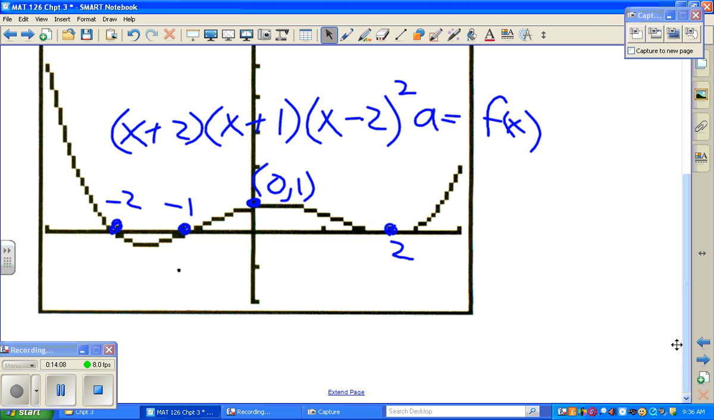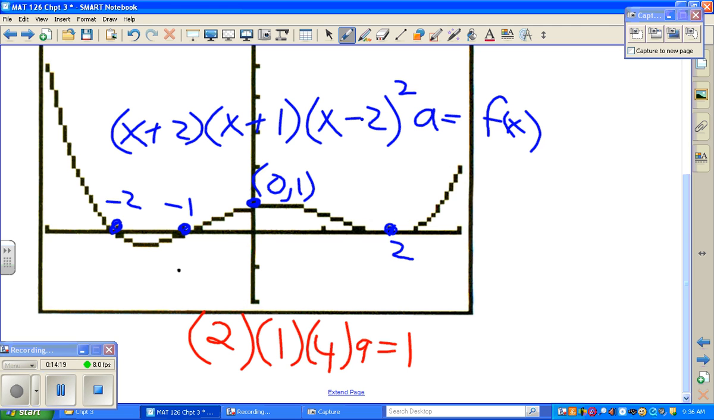All right, Andrew, see if you can do this one if you're listening. 2, 1, 4, a equals 1. So what's a going to equal? 1/8. So a will equal 1/8.